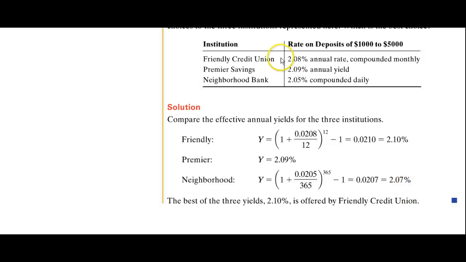So the best deal is 2.10%, and there's the proof. Now again, part of it is just to know the formula, where to find the formula, how to substitute into the formula to determine as you do your homework.